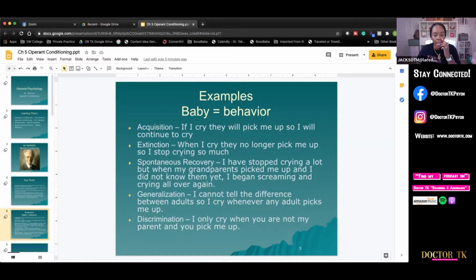Generalization. I cannot tell the difference between any adult, because to a baby, everybody looks so big to me. So I'm just going to cry anytime any adult picks me up. That's generalization. Generalization is I cannot tell the difference between mom, dad, grandma, big sister, big cousin. So I'm just going to cry when anybody picks me up because I don't know what I'm supposed to do. Okay. Now, discrimination. I only cry when you are not my parent and you pick me up.